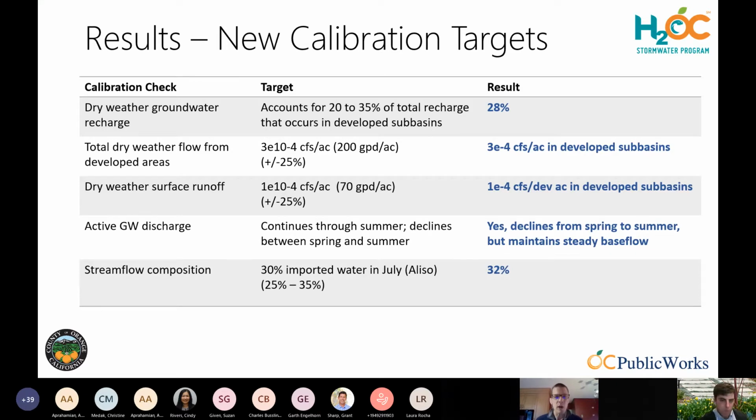And then stream flow composition should be in the 25 to 35% range in the Aliso watershed. Sorry, stream flow composition should be 25 to 35% imported water, and then the remainder from rainwater that fell in the wintertime. And the result in the model is 32%, so we're within that range as well. Aaron, let's move on to the next slide, please.